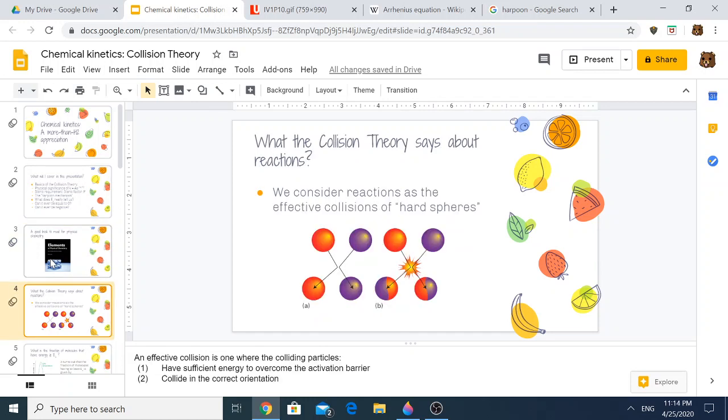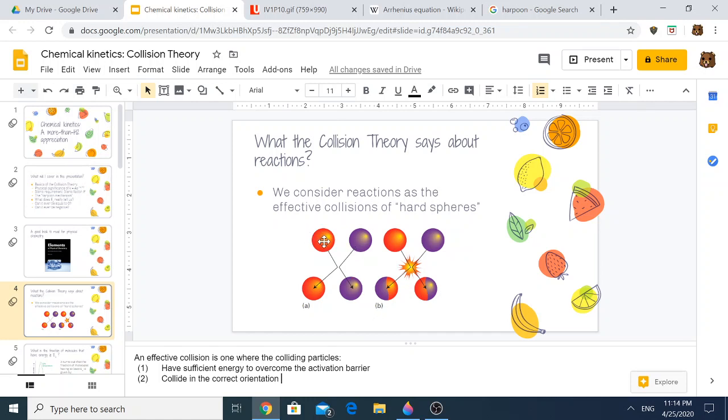So let's begin with the collision theory of reaction rates. Collision theory essentially models reactions as effective collisions between hard spheres. These hard spheres represent the reactant particles that undergo the reaction. Not all collisions are effective, only those where the reactant particles possess the minimum required kinetic energy to overcome the activation energy barrier, and also where the reactant particles are colliding in the required orientation.